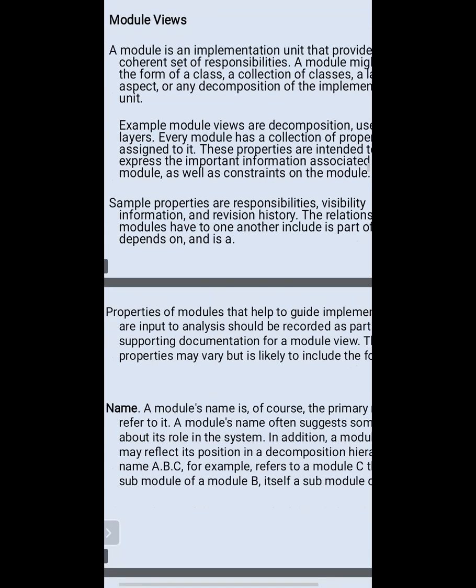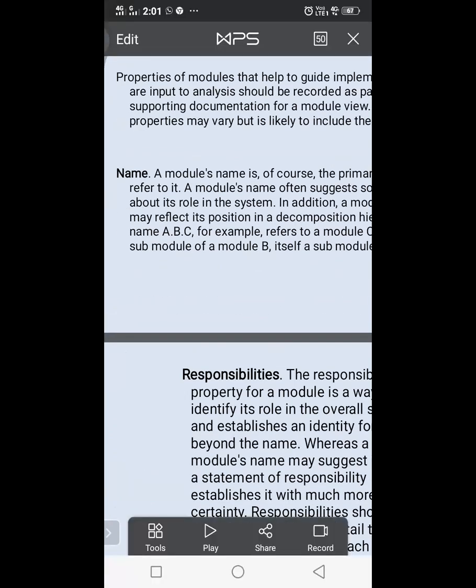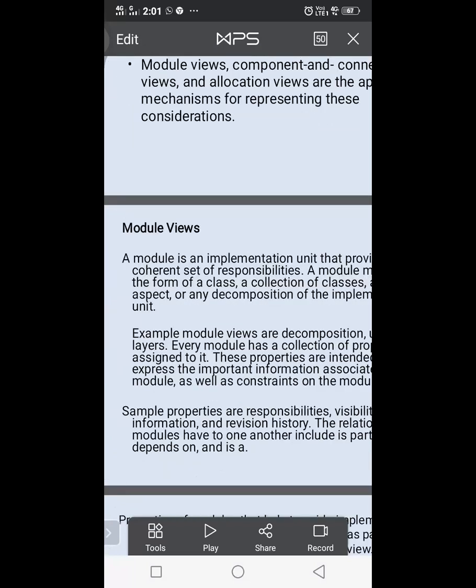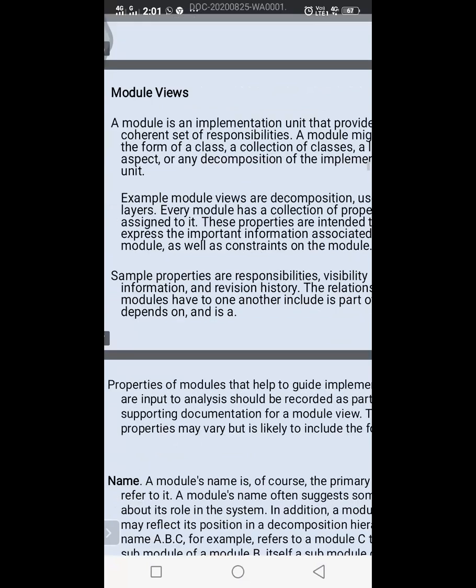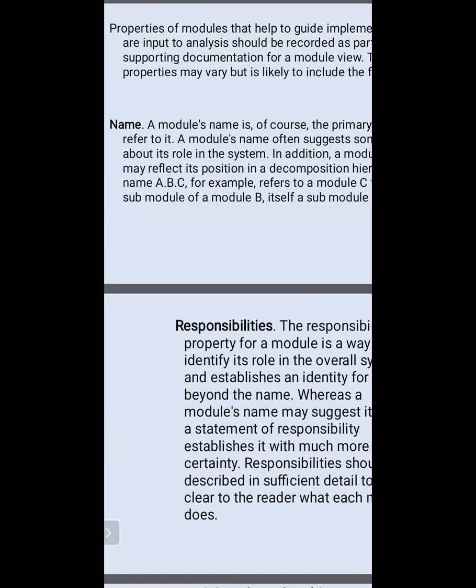So in the same way here we are verifying the modules. Nothing but here we are discussing about the module views, in which type of way those modules are expressed. So here we are observing some properties also. What is the name of that particular module?